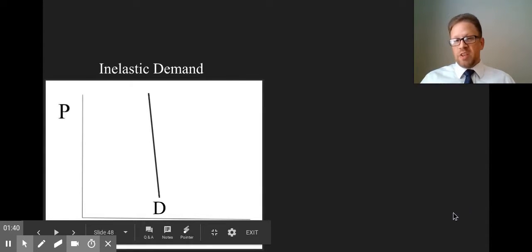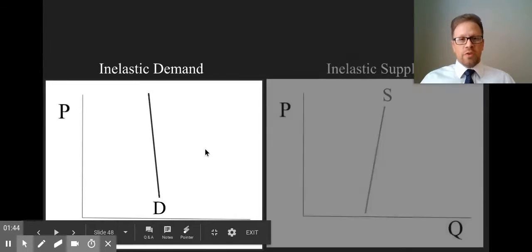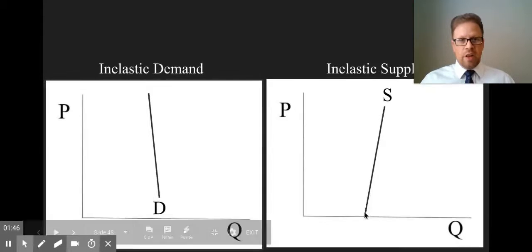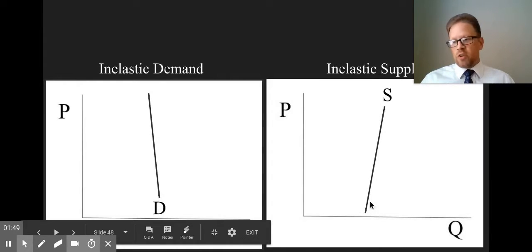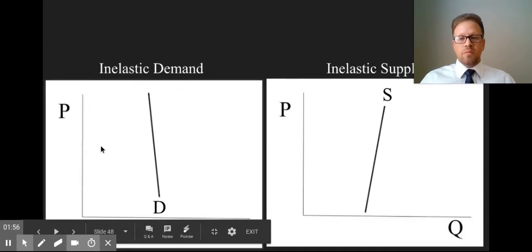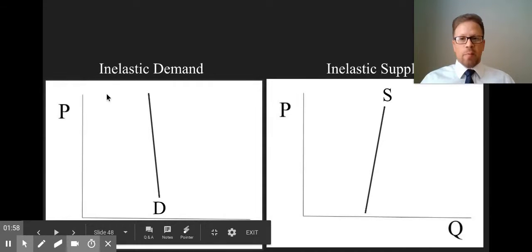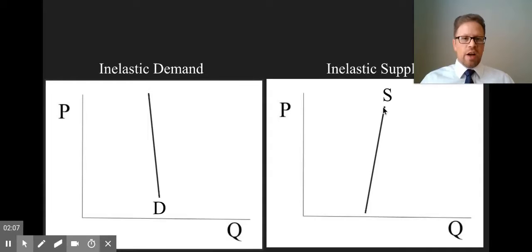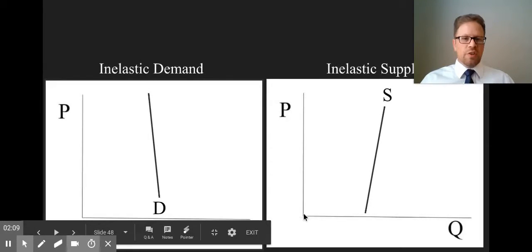Items with inelastic demand are going to look more vertical, or supply, so inelastic supply is going to look more like this, again, more vertical. Price changes have very little impact on the quantity. So for instance, at high prices, there's not going to be much difference from very low prices for consumers. Or for producers, very high prices aren't going to result in much difference than very low prices.